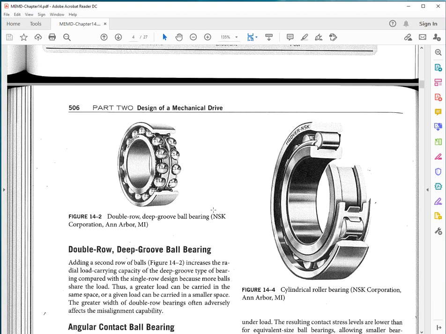So here we have the double row deep groove bearing, and clearly with two rows of rolling elements, the load carrying capacity is increased. You'll see when it comes to the angular compliance, the slight angular misalignments between the two ends of the shaft, this will be a stiffer arrangement than the single groove or single row of ball bearings.